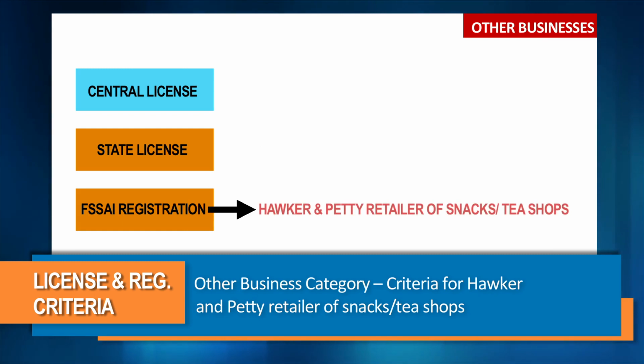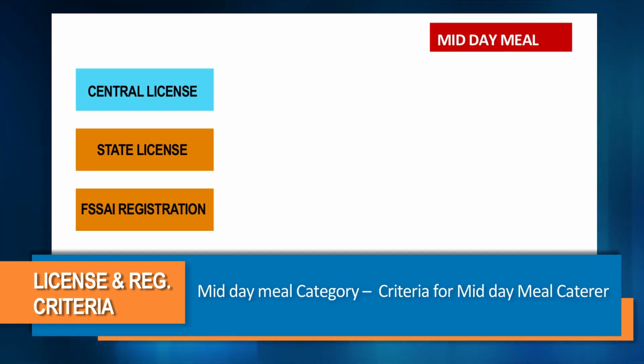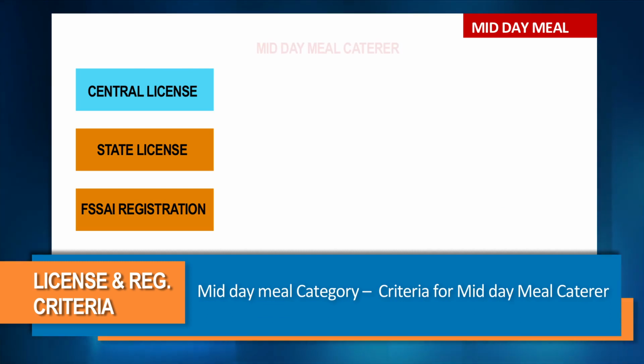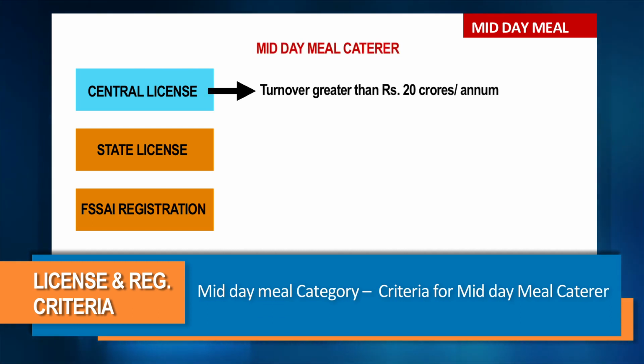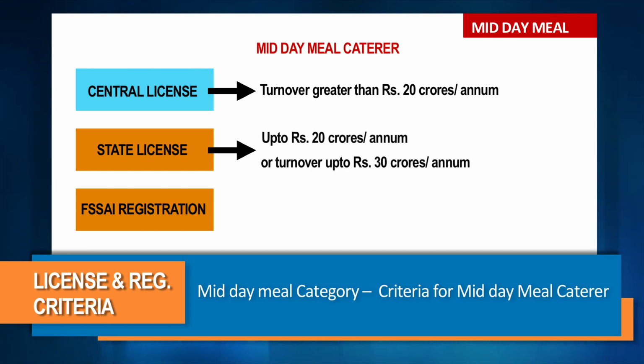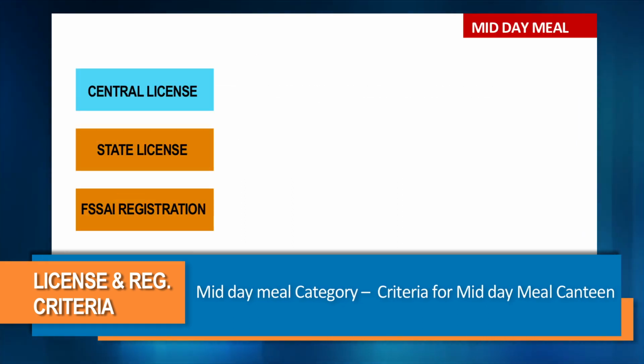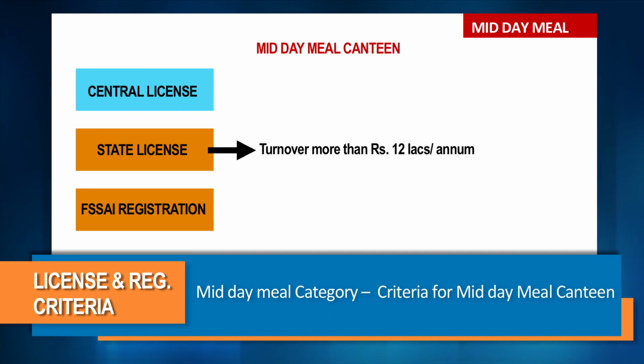Hawker and petty retailers of snacks or tea shops falls under registration category. In midday meal category, midday meal caterer having turnover greater than rupees 20 crores per annum falls under central license, and up to rupees 20 crores per annum falls under state license category. Midday meal canteen having turnover more than rupees 12 lakhs per annum falls under state license, and up to rupees 12 lakhs per annum falls under registration category.